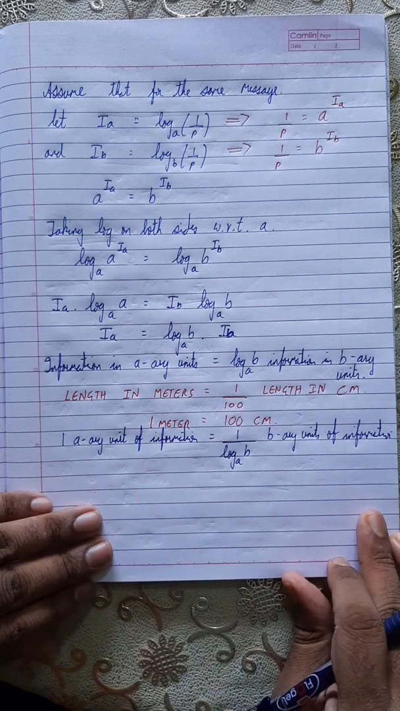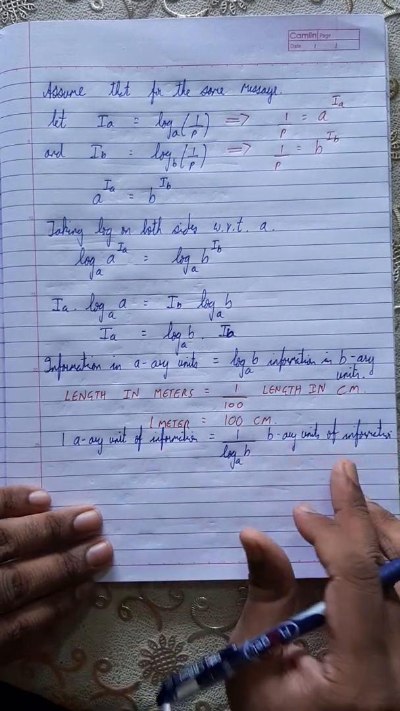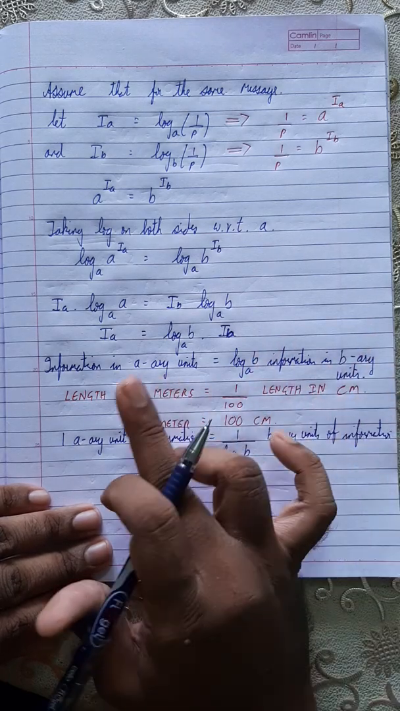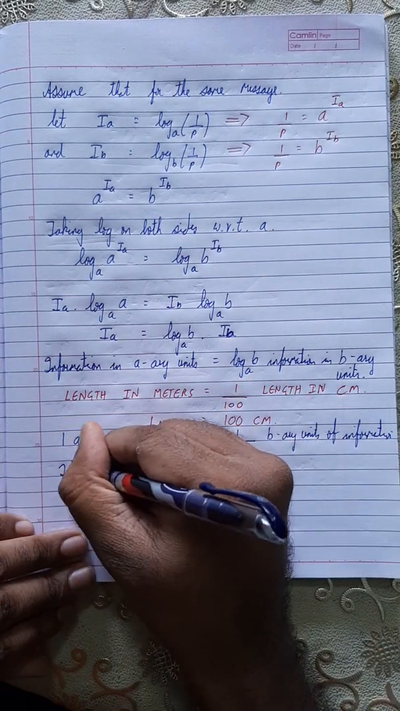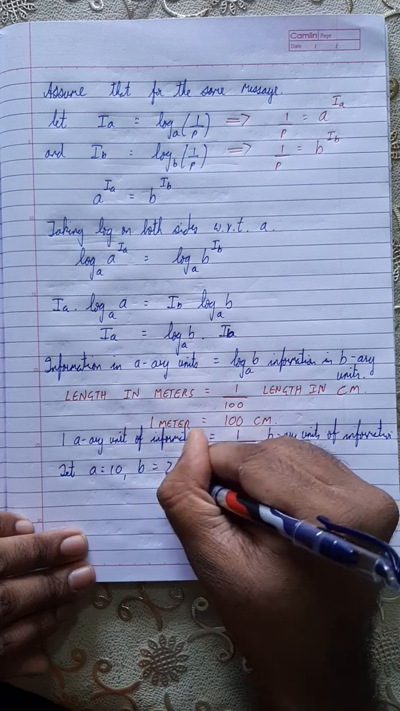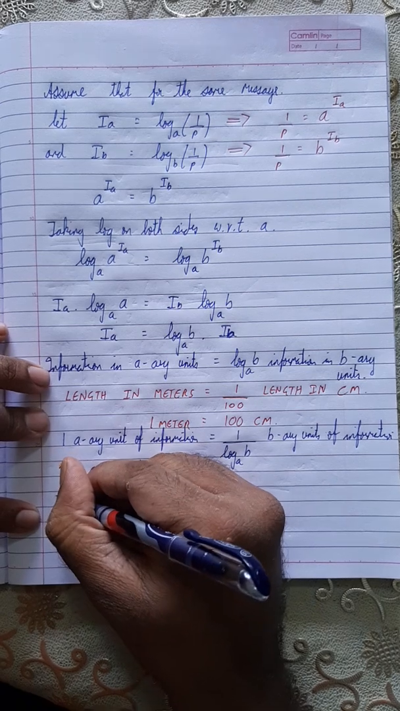This is what it means. Suppose I substitute a value for A and B. Suppose A is equal to 10 and B is equal to 2. So what do you get?